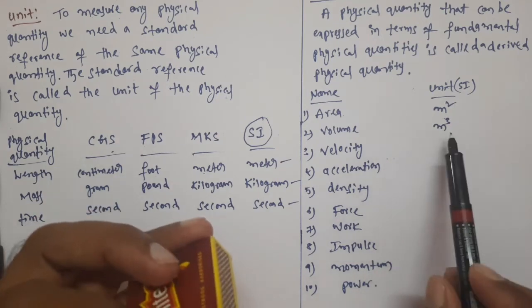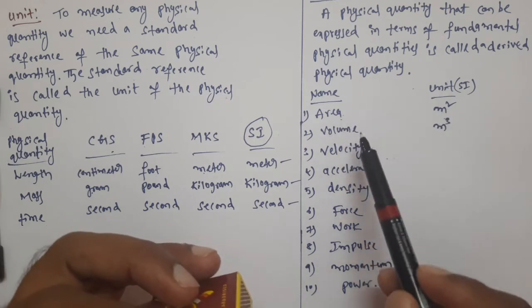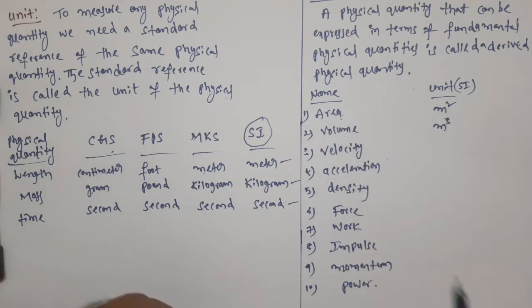How many lengths do we have? 3 lengths. And here 2 lengths. So do you understand why area and volume are called derived physical quantities? Because they are derived, or they are expressed in terms of length.